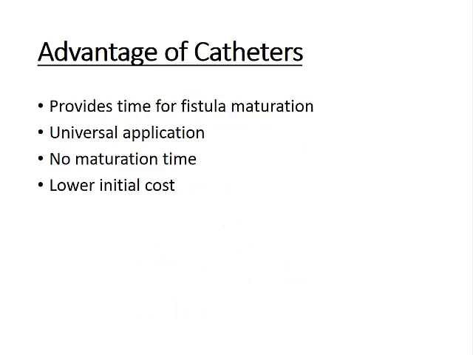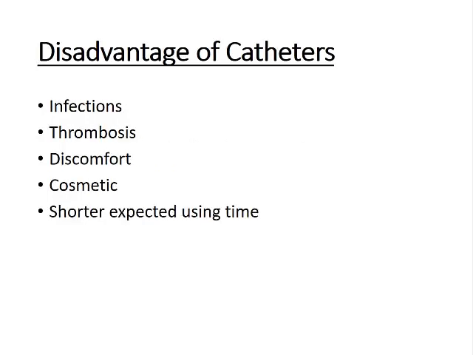Then there are some advantages of catheters. These catheters provide time for fistula maturation, and they are universal in application. They can be applied anywhere. They don't need maturation time. They can be used immediately after insertion, and they have lower initial cost. There are some disadvantages as well. They can cause infection. They can lead to thrombosis of the vein. There is some discomfort and cosmetic disadvantage, and they also have a shorter expected use time.